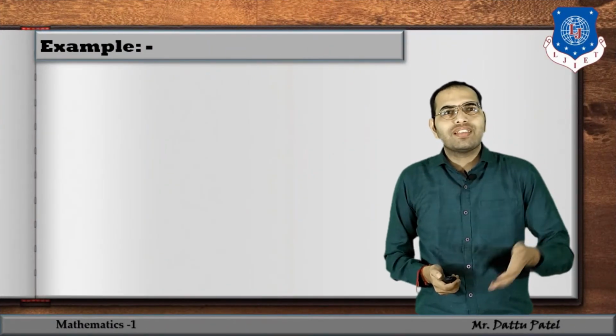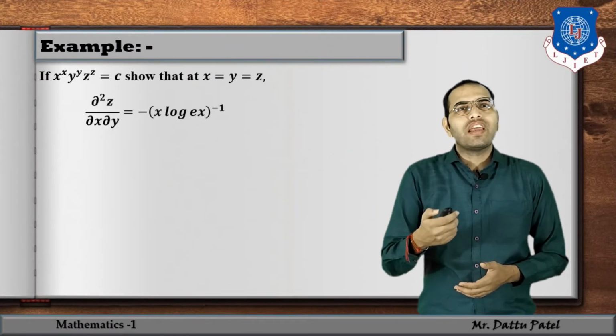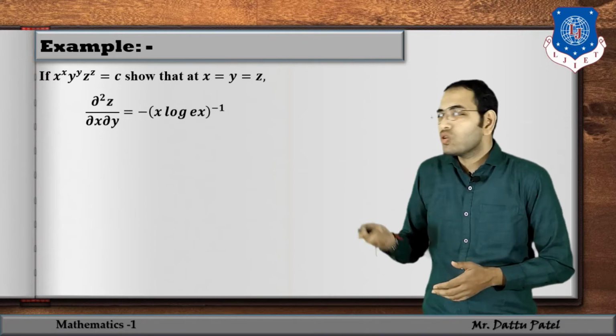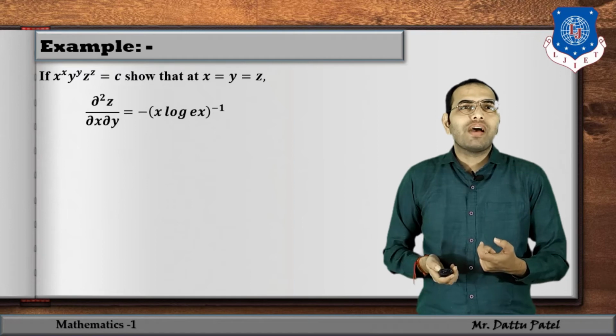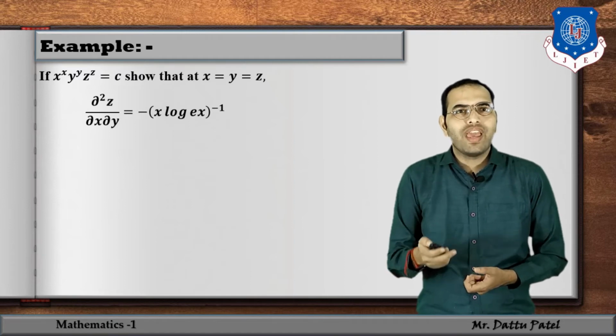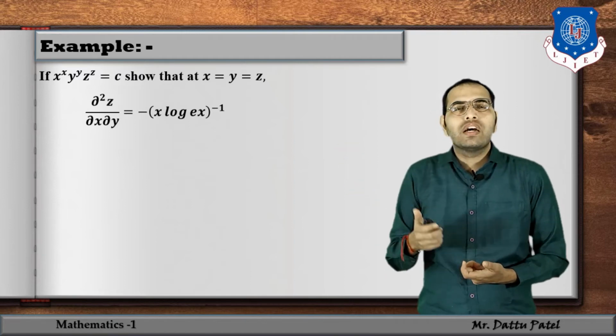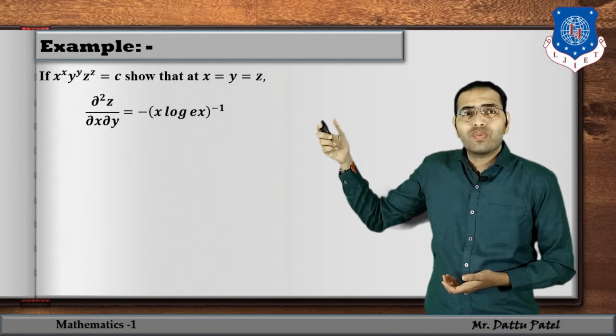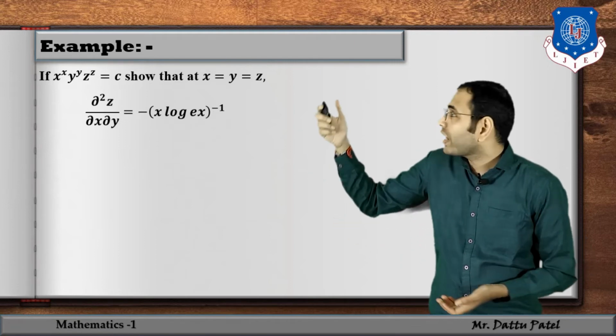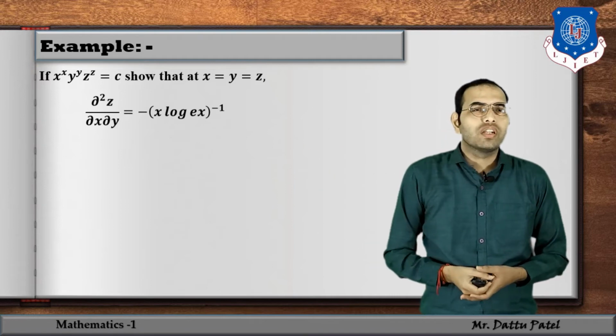If x^x y^y z^z = c, so that x = y = z, then ∂²z/∂x∂y = -(x log ex)^-1. Here x^x y^y z^z = c is our implicit function.